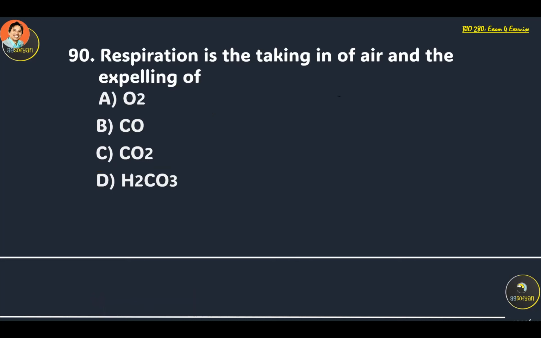Respiration is the taking in of air and the expelling of carbon dioxide. The air is oxygen, and the one that is removed will be the carbon dioxide.